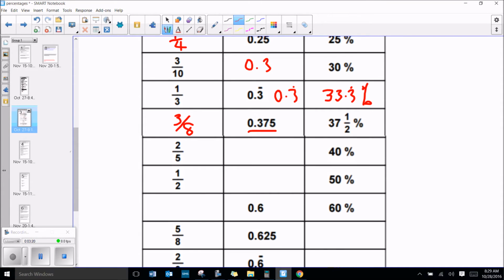2/5, 40%. Well, I'm going to go for my percentage, so that would be 0.4. 50%. Hopefully you all know that's 0.5 or 1/2. 60% or 0.6 would be the 60 over 100, which is going to be 3 over 5. 5/8, 0.625, so I'm going to go from my decimal to my percentage, so it's 62.5%.